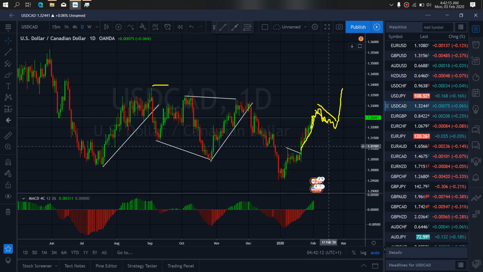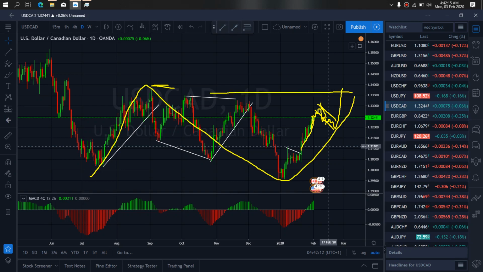So this week we want to watch dollar CAD give a sideways correction before it will resume the climb to tag this top to complete this A, B, C sideways correction for more drops to the downside.